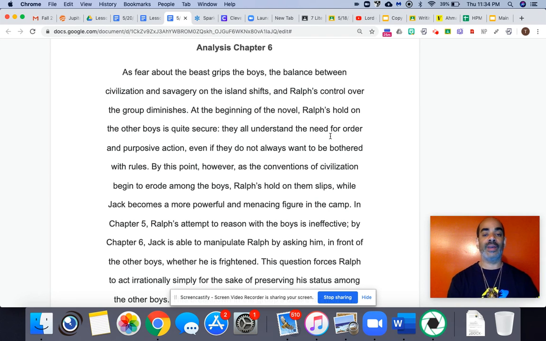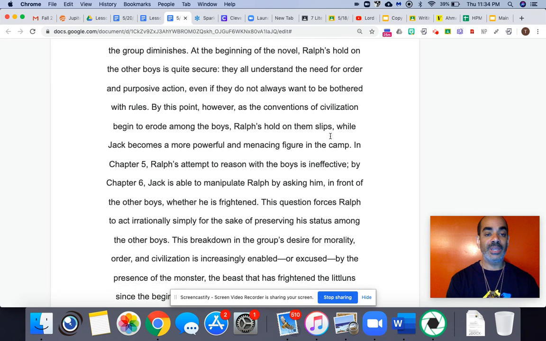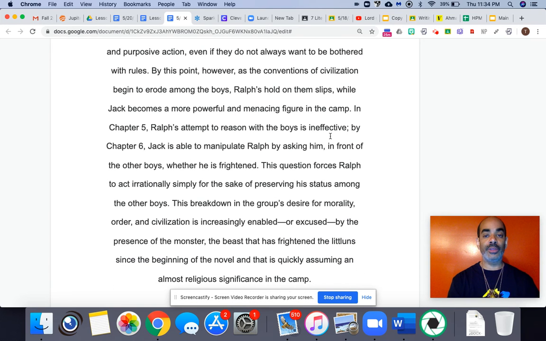By this point, however, as the conventions of civilization begin to erode among the boys, Ralph's hold on them slips, while Jack becomes a more powerful and menacing figure in the camp. In chapter 5, Ralph attempts to reason with the boys. Ralph's attempt to reason with the boys is ineffective. By chapter 6, Jack is able to manipulate Ralph by asking him in front of the other boys whether he is frightened. Again, remember, fear is a theme in this decision-making process that they're experiencing. This question forces Ralph to act irrationally simply for the sake of preserving his status among the other boys.